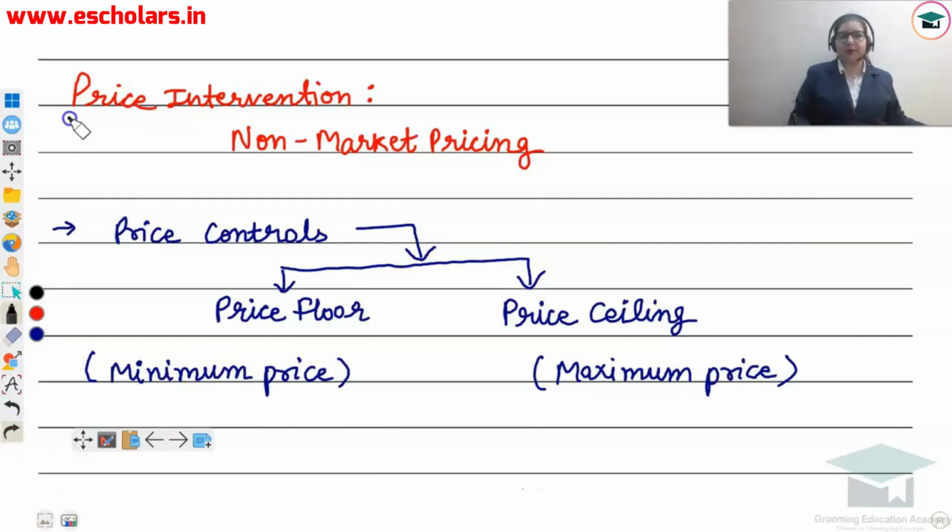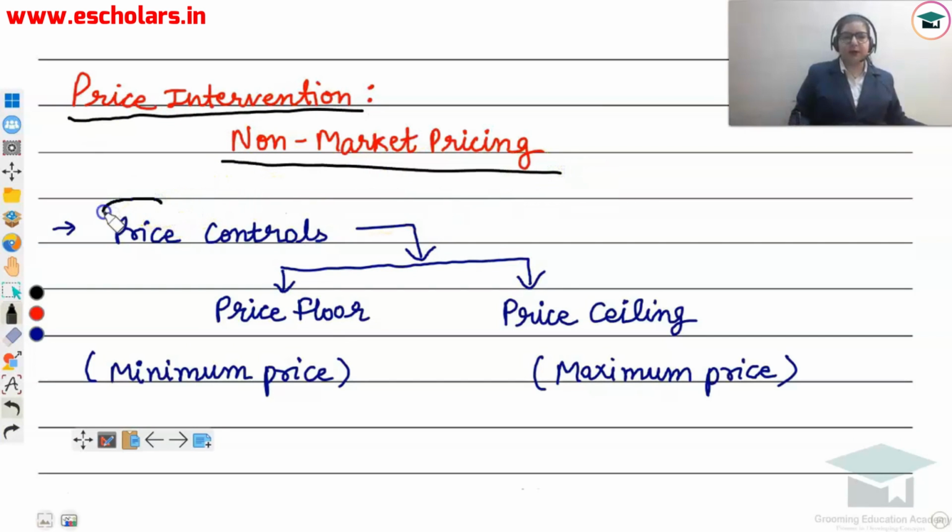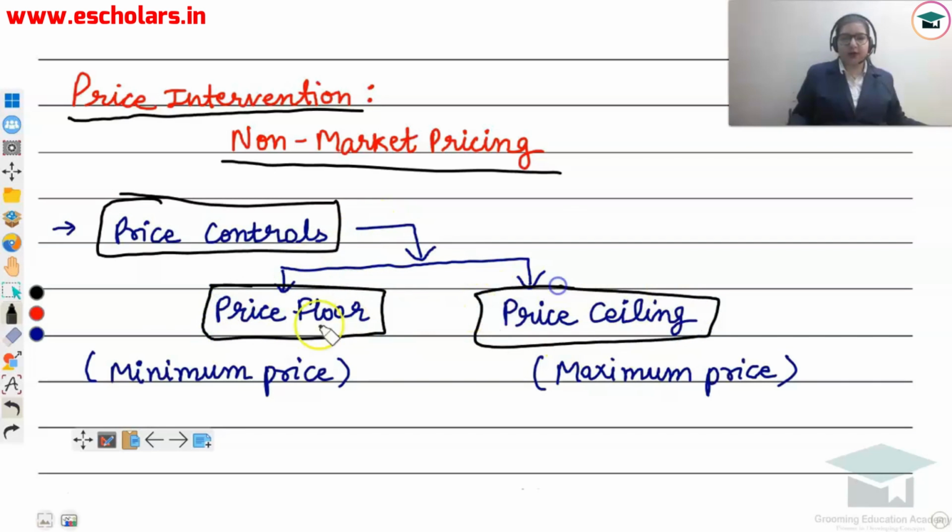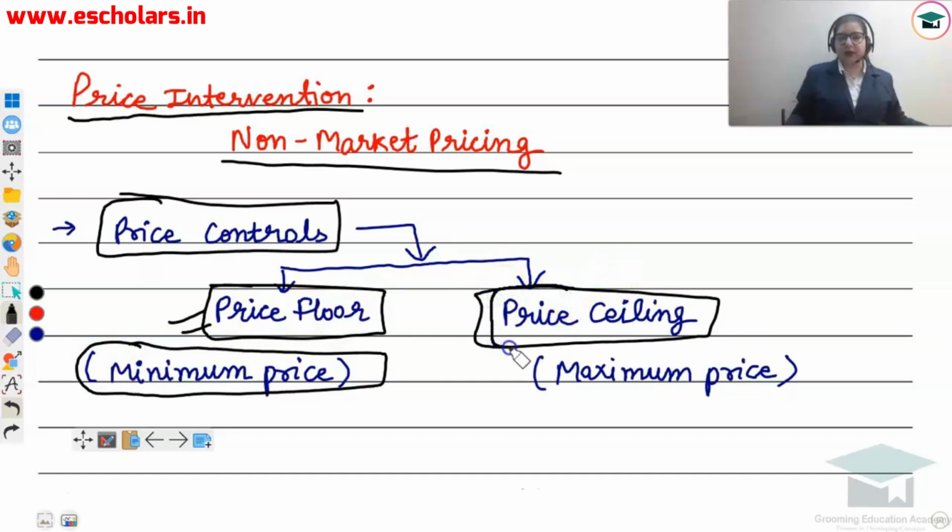Now students, we will talk about price regulation, that is price intervention by the government, that is non-market pricing. We have already talked about price controls. Government can levy price controls in two forms: price floor and price ceiling. Under price floor, the government fixes the minimum price of the products and services which can be charged by the firms. And under price ceiling, the government sets the maximum price for the goods and services which can be charged by the firms from the consumers.